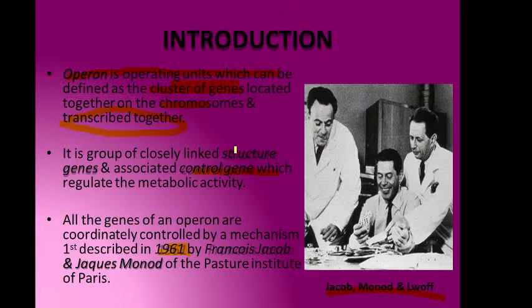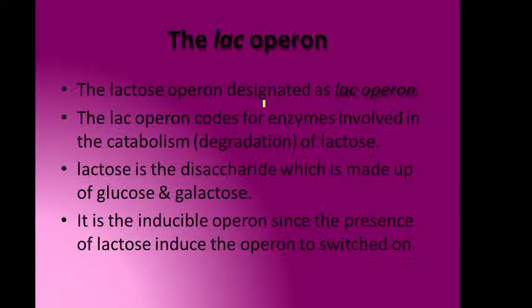You have to remember only one thing, that an operon is an operating unit which can be defined as a cluster of genes located together on a chromosome and they are transcribed together. So the group of genes which are present together on a chromosome will be transcribed together. So the lac operon is basically the lactose operon.